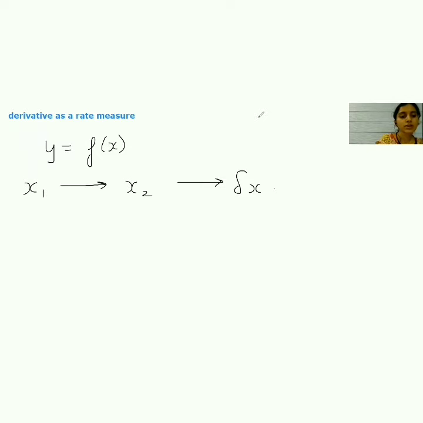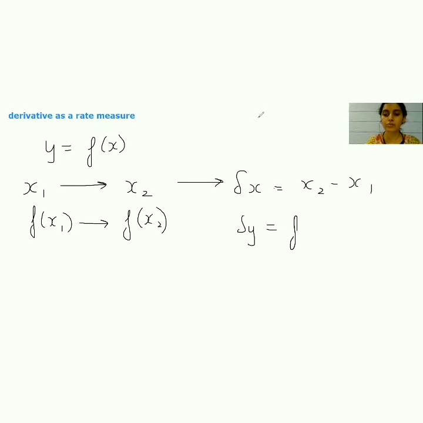Y is a function of x, right? So f of x1 will change to f of x2. Now, delta x is equal to x2 minus x1. Then delta y will be equal to what? That is, the small change in y will be f of x2 minus f of x1.